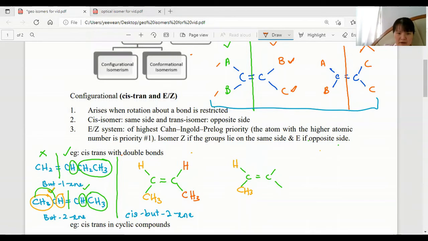Okay, back to the cis trans. So the cis, we had it on the same side. For the trans, just turn it around. The CH3 should be on the opposite side, and the H is opposite. So it's opposite this way, opposite this way. That is a trans butene.